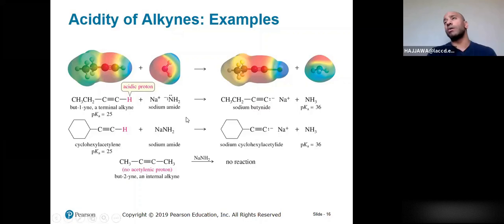And imagine if I use a hydroxide. The OH- is going to give me H2O, so a pKa of 16. So I'm going from 25 to 16. That's not going to be a favorable equilibrium to go to the right. It's going to be actually more toward the left.